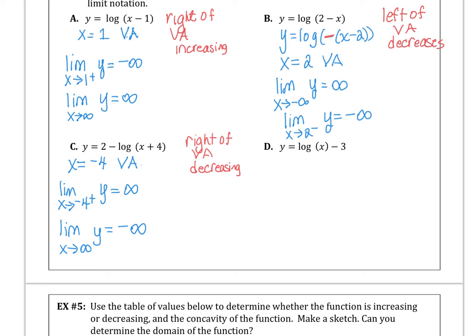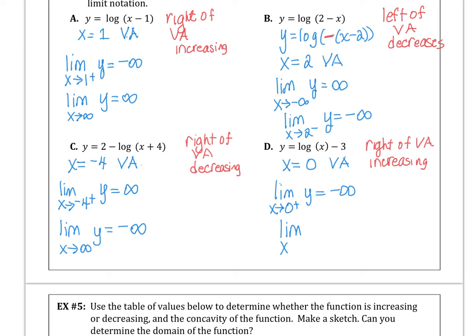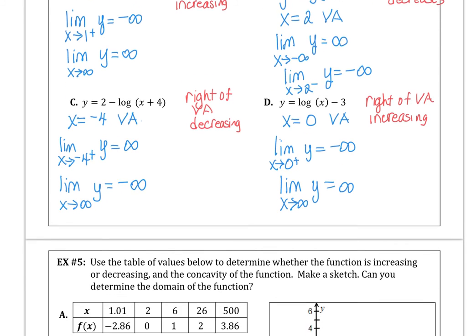And finally on D, we've got the log of x minus 3. So what's happening there? We're staying on the right side of the vertical asymptote. It's just a normal increasing log graph. X equals 0 is our vertical asymptote, and the limit as x approaches 0 from the right on the function is heading to negative infinity, while the limit on the right of the graph is unbounded up. Not so bad. Let's move on to example 5.